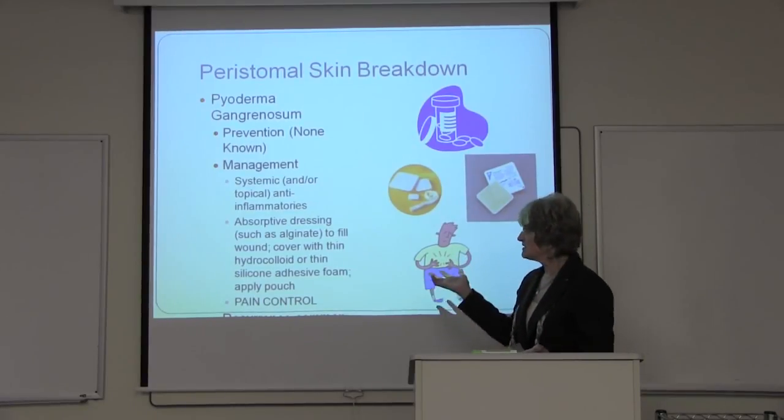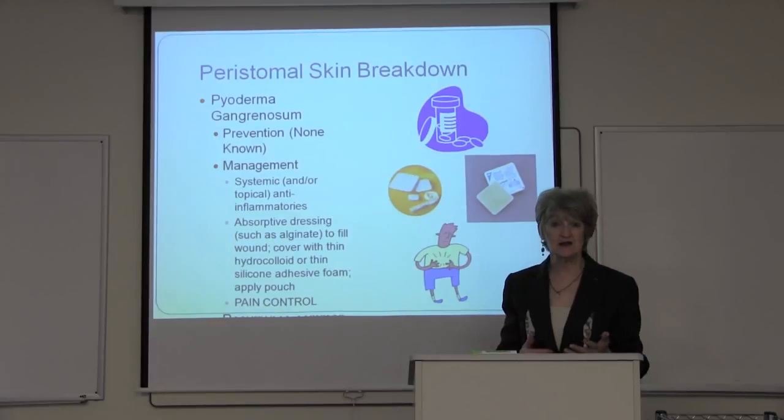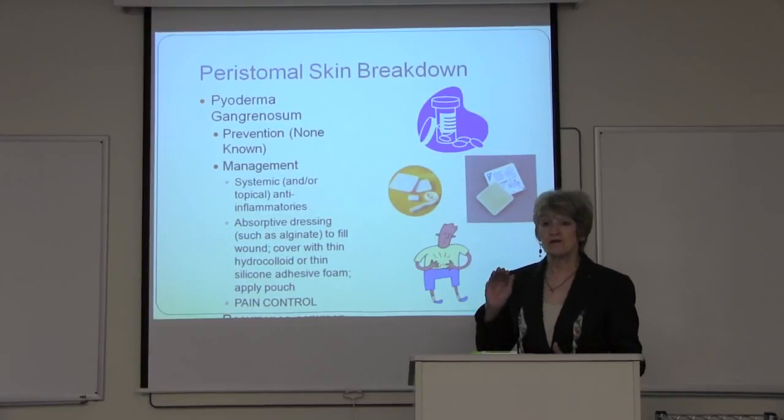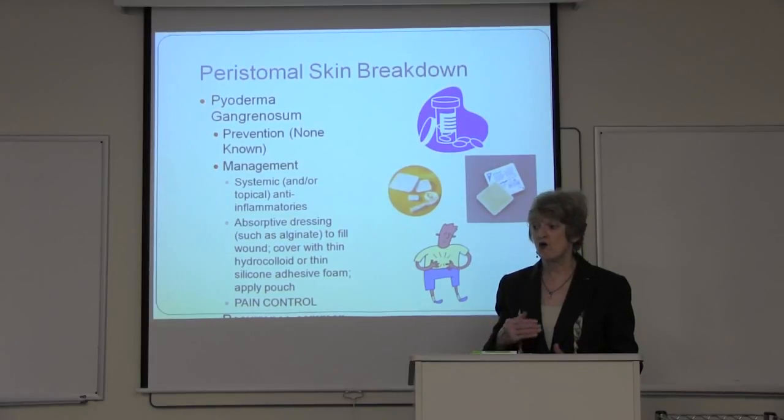It's an inflammatory process. How do we treat? Systemic and or topical anti-inflammatories. Most commonly, patients are started on high-dose steroids, 60 to 80 milligrams of prednisone a day. They may also be begun on topical agents, either topical steroids or anti-rejection drugs like tacrolimus. They might be begun on a topical anti-inflammatory dressing like hydrophilic blue. Some of you may have used that.